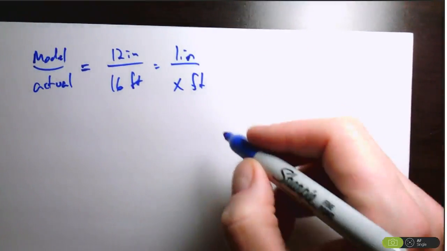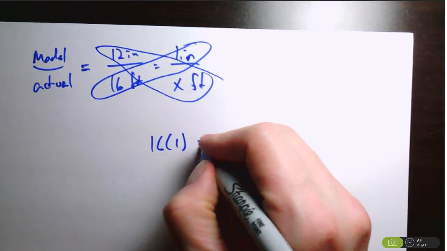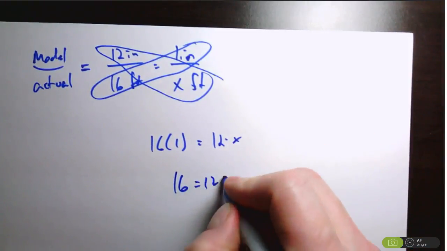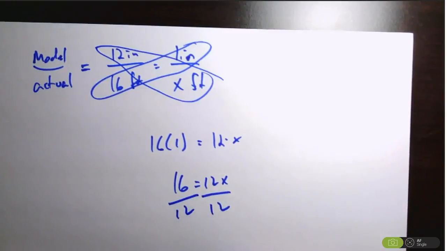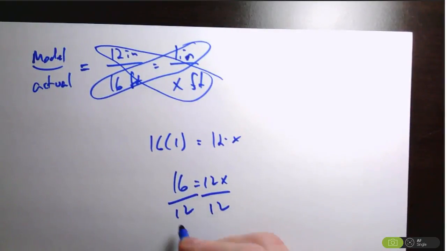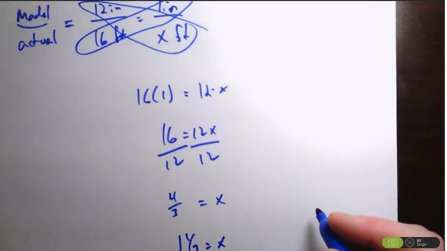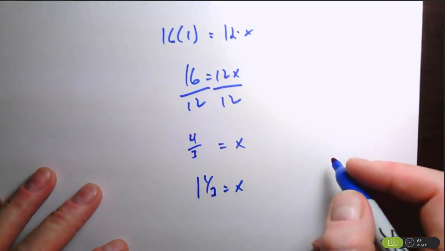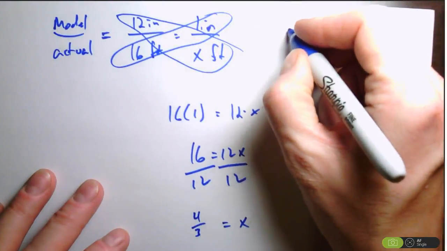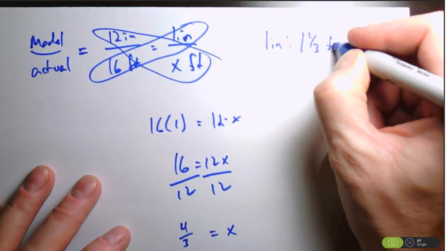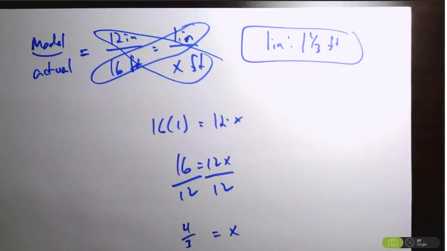Okay. So we solve the proportion by cross multiplying. So 16 times 1 equals 12 times x. So 16 equals 12x. Divide by 12. This ends up becoming 4/3, or 1 1/3 is x. Whoops, sorry. Off the screen there, aren't I? Okay. So that means that we have 1 inch, and this is where we'd like to use the colon, 1 inch to 1 1/3 feet.